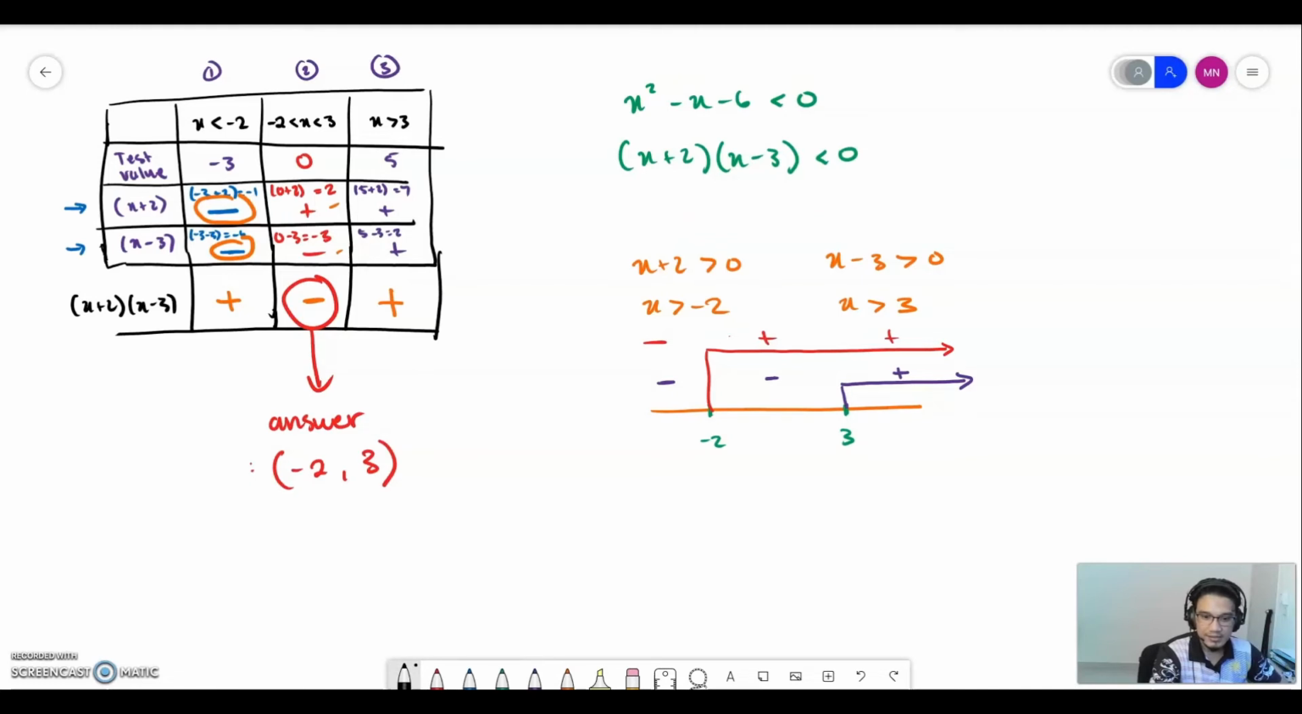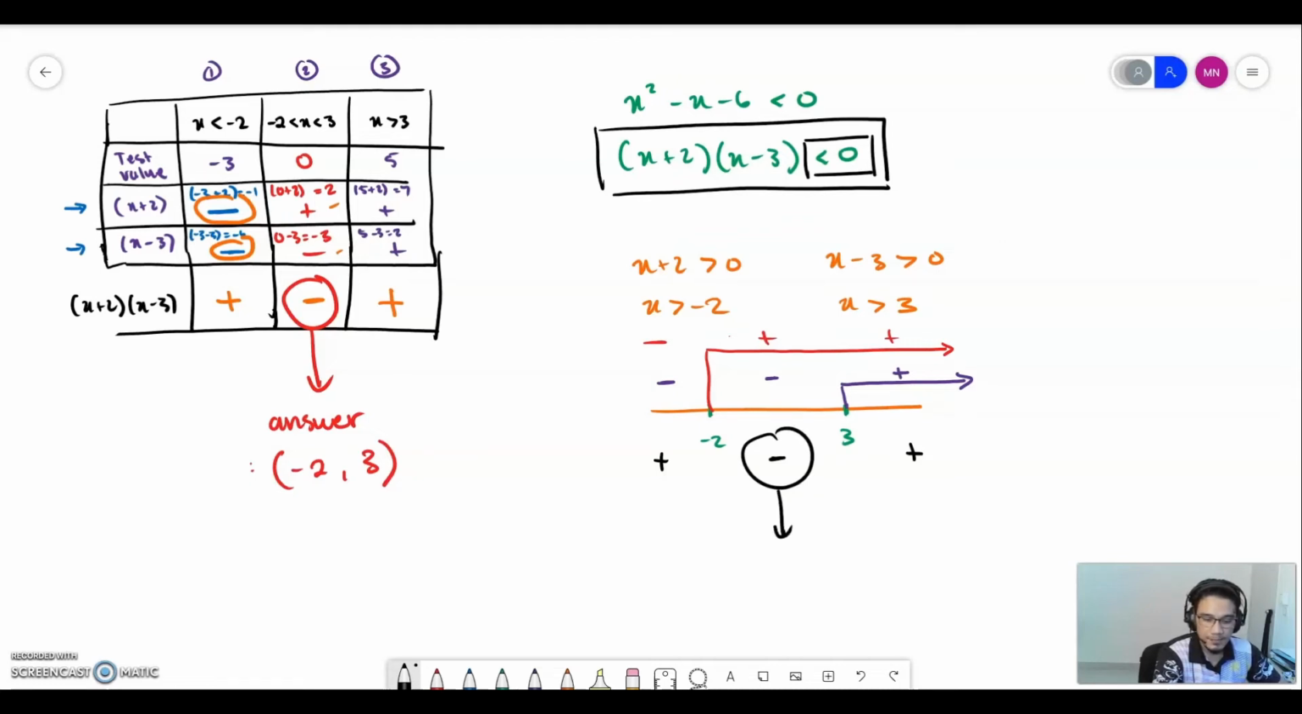Okay, next. So now we have negative, negative. Negative multiplied by negative becomes positive. Positive and negative become negative. Positive and positive become positive. So we go back to our inequality. We want an answer that is less than 0, so we choose the negative sign as our answer. So our answer is -2 until 3, just the same answer as when we did the table of sign.